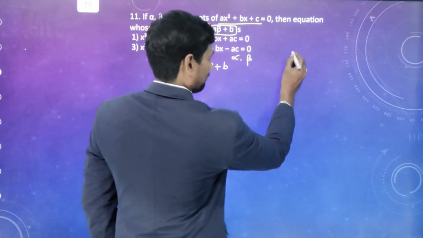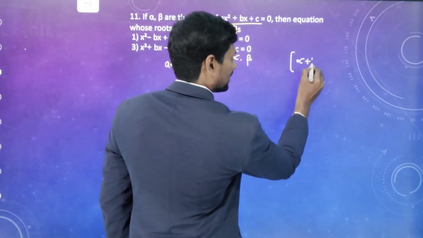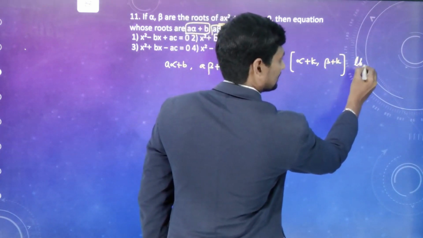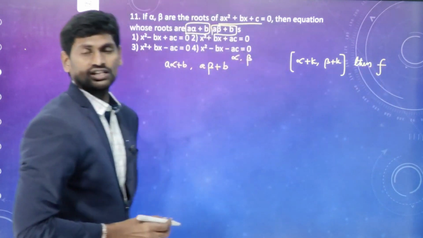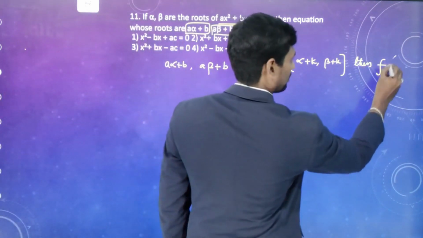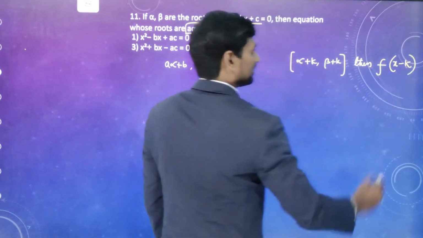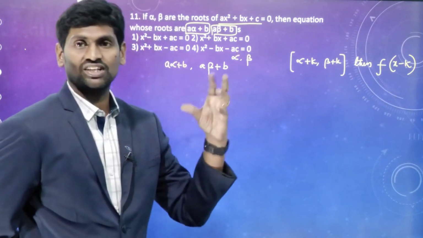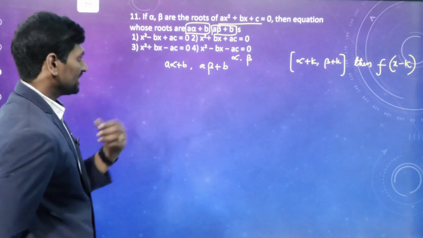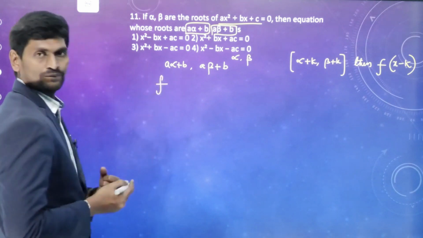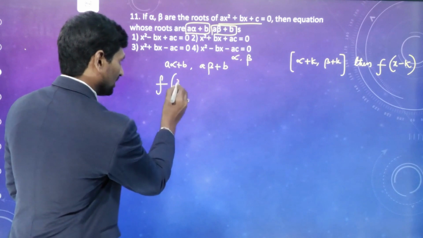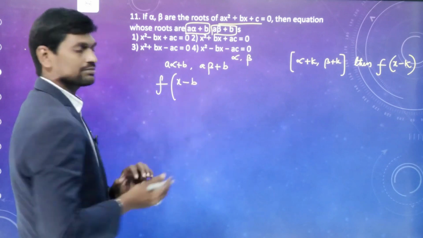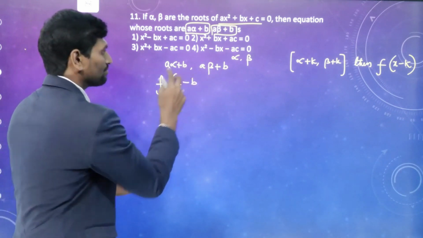So actually, when we have alpha plus k and beta plus k as roots, then what is the quadratic equation? F of x minus k. That means that plus k we need to transpose. That means the inverse operation of plus k, minus k, we have to take. In the same way, what is the condition here? X, yeah, plus b, transpose that, so minus b. So x minus b. But here on both sides a is multiplying.